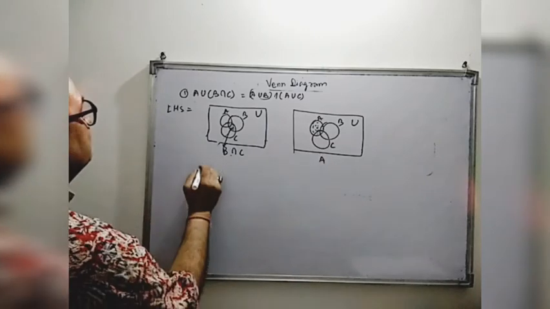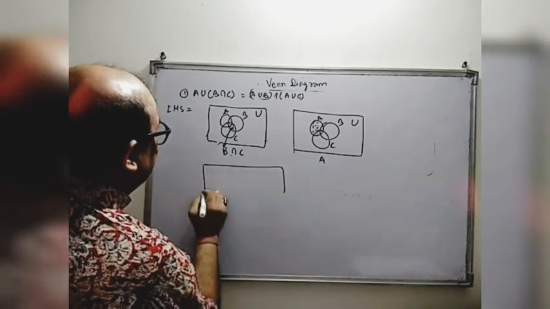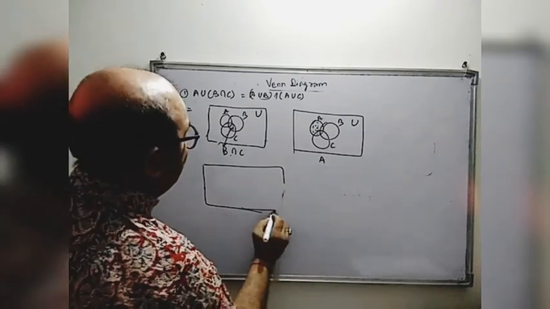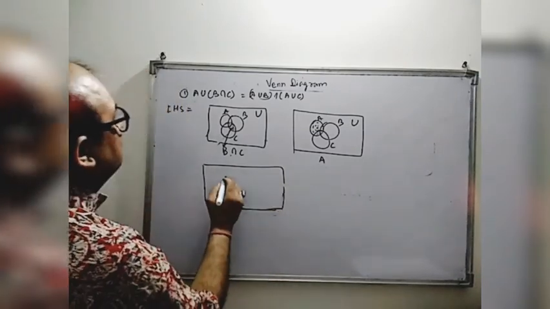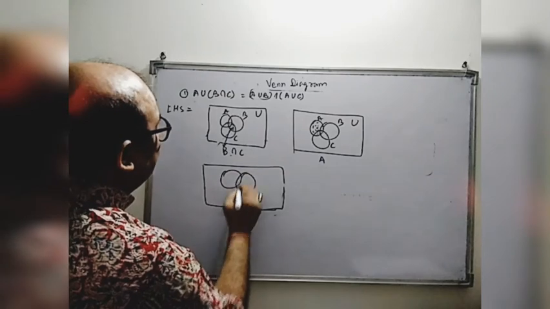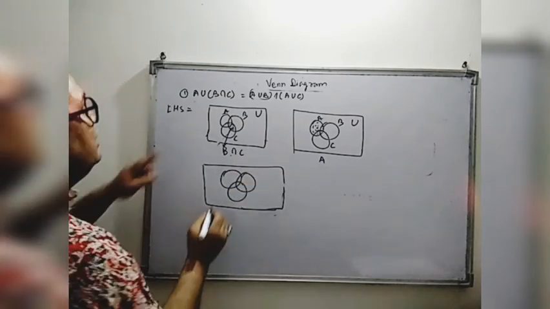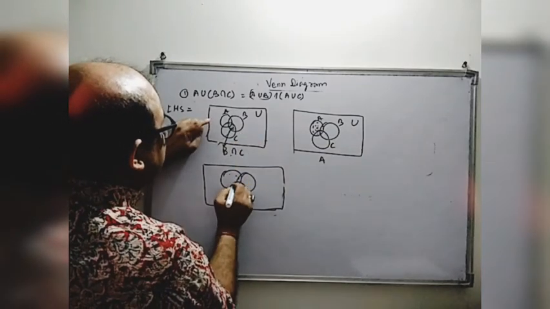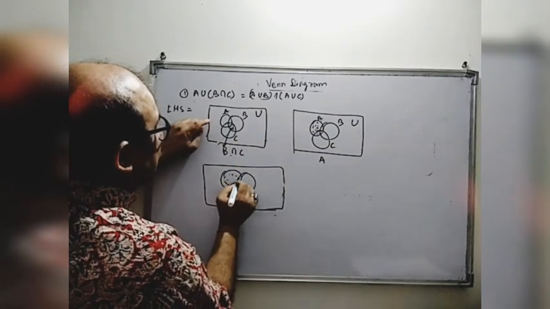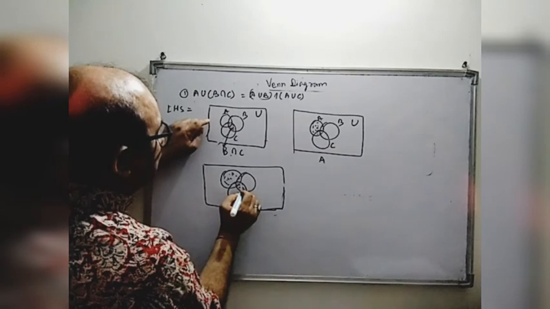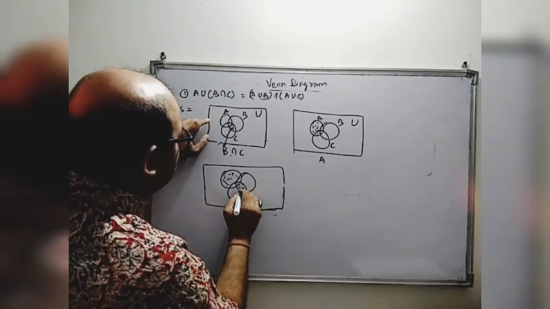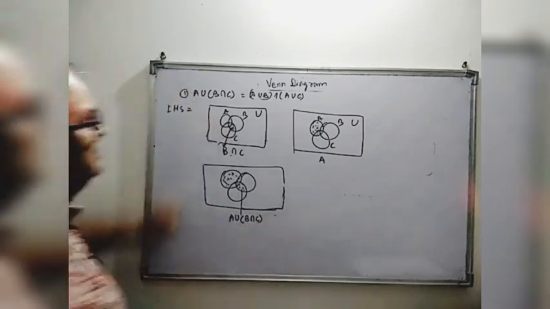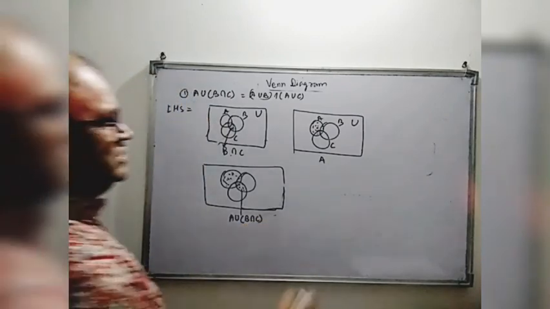This is set A. So let me make a rectangle with A, B and C. Union of A and B intersection C: that is set A fully and this portion. So this is what? This is A union B intersection C, the LHS. Now let us start with the RHS.